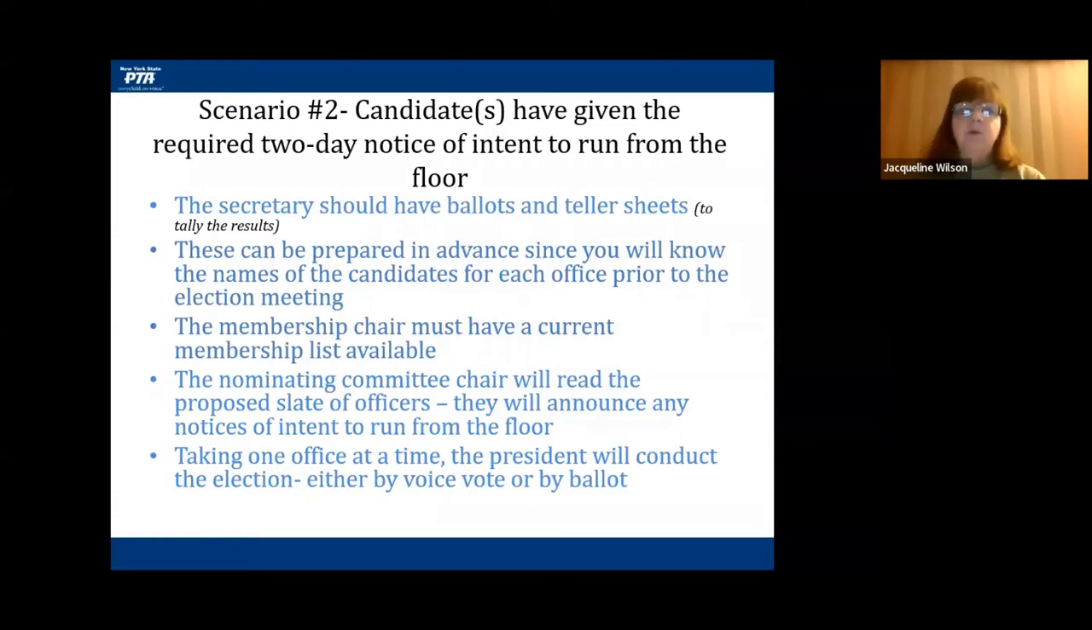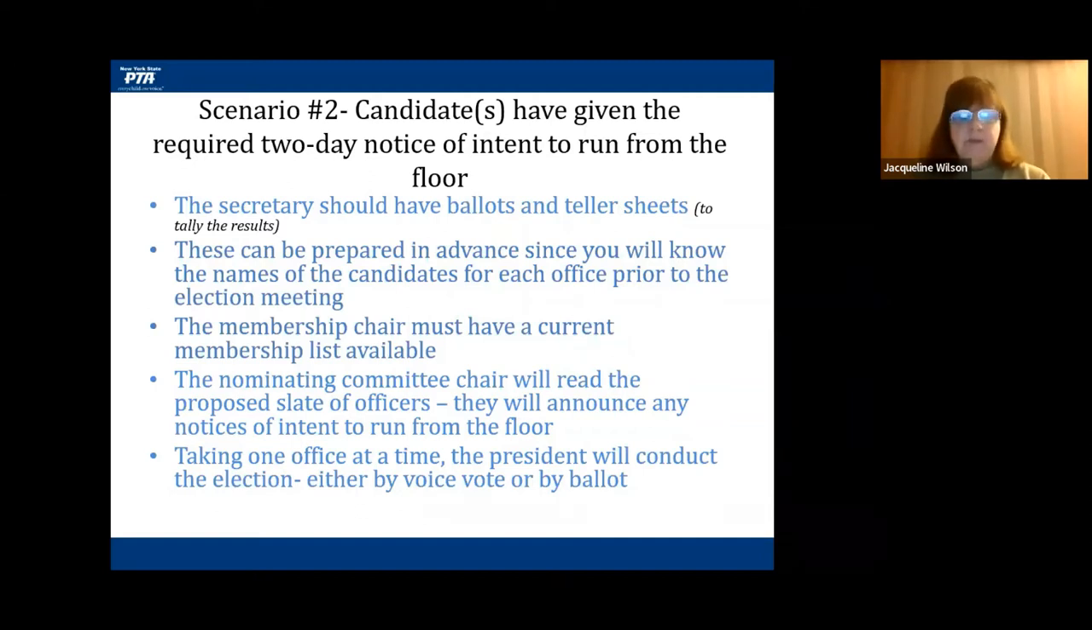So that's kind of a helpful thing that we can use as part of that 2-day notice. It is why a lot of units will do that. And in fact, most of the regions will do that. And of course, New York State has a required amount of time for notice to run from the floor. The membership chair must have a current membership list available. Again, you're going to be handing out ballots, so they can only go to people who are members.